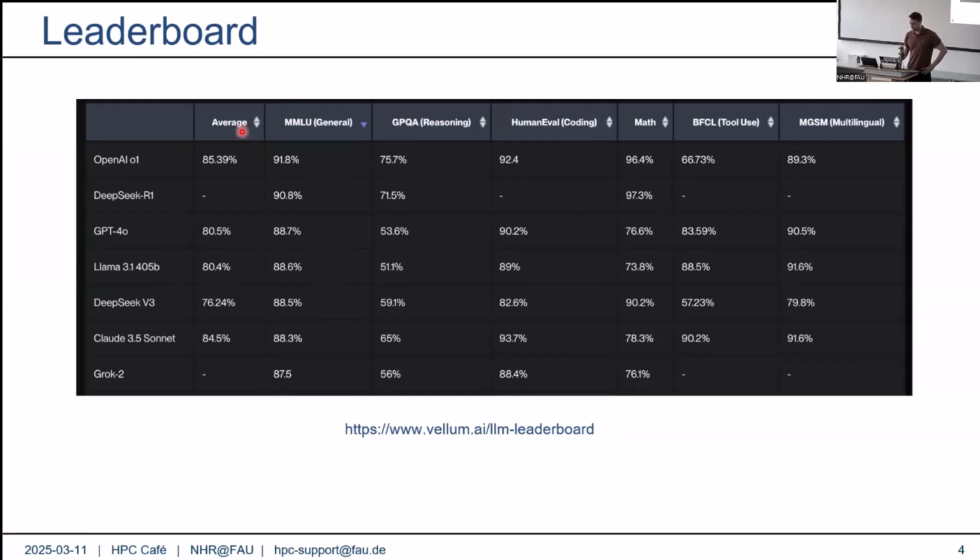And this is the current state-of-the-art leaderboard for both commercially available and some open source LLMs. We see OpenAI O1, a reasoning model, which is closely followed by DeepSeek, the Chinese model, which was released some weeks ago. And you see Claude, which is also a commercial model, but also a lot of open source models like Grok and Llama 3, for example. The open source models are the ones we can use on our HPC systems, right? The closed ones we don't have access to.